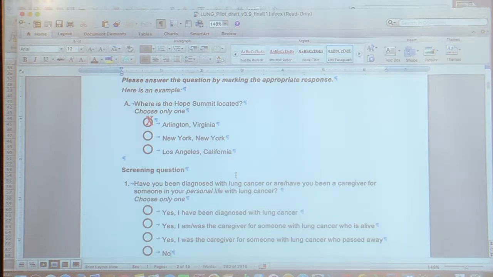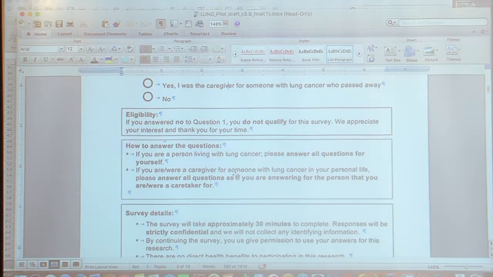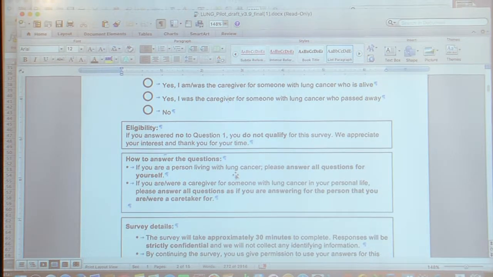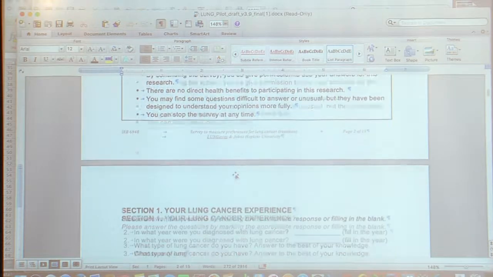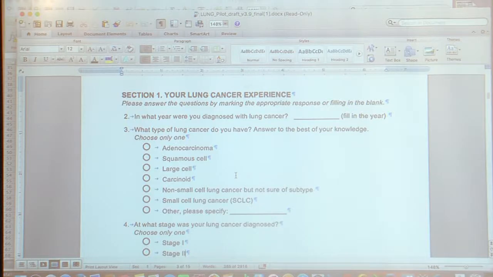It's a pen and paper. We need that. We have to have the screening questions about eligibility and why you might be taking it. Here we're allowing for both patients and caregivers to take the experience. We tell them there are multiple sections coming on. I like to start with the experience.